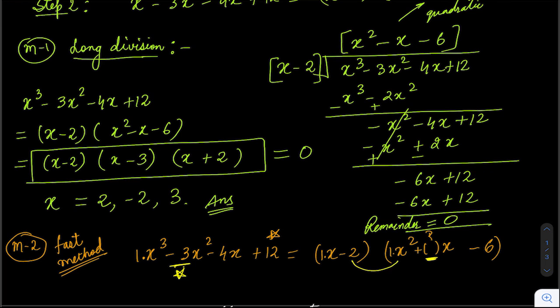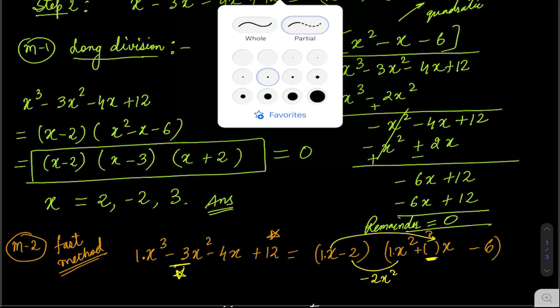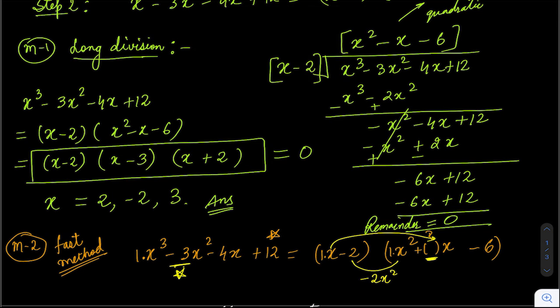So minus 2 times x square. When you multiply this, it will give me minus 2x square. But I need minus 3x square. So it means when we multiply this x term with the x term, it should give us minus x square. And which means this value should be minus 1. Correct? So that is how it can give me minus x square. So minus 2x square and minus x square will give me finally minus 3x square.